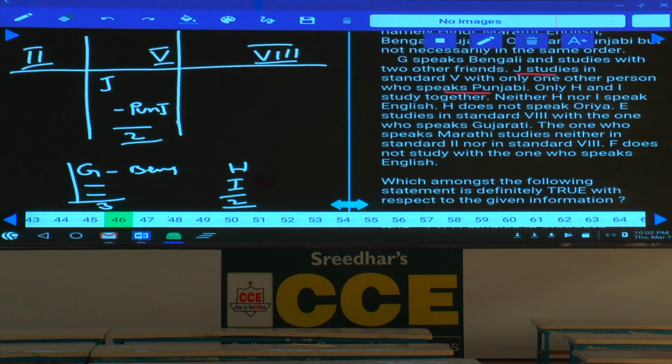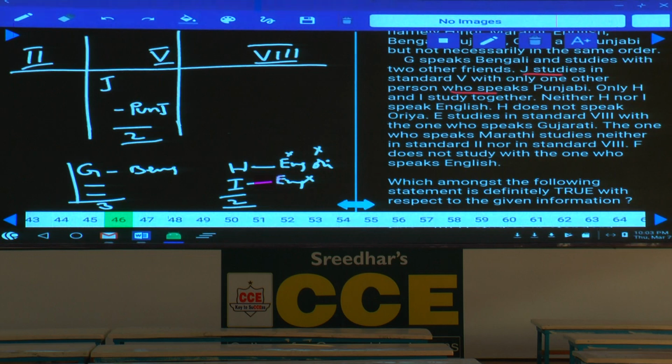Then neither H nor I speaks English, and H does not speak Oriya as well. These two persons are not speaking English, so put a cross. And H is not speaking Oriya as well, hence Oriya is also ruled out. Done with this? Only H and I study together. Neither H nor I speaks English. H does not speak Oriya.